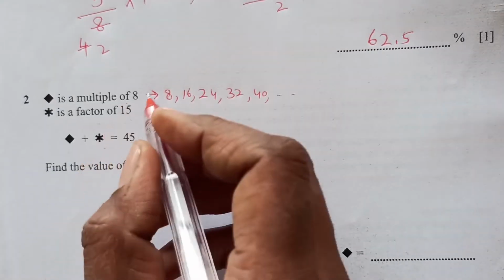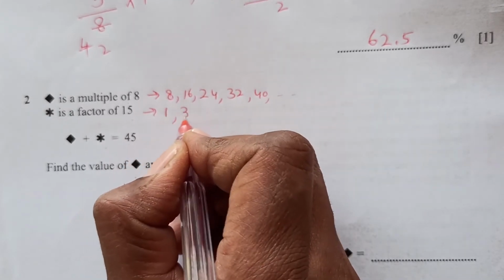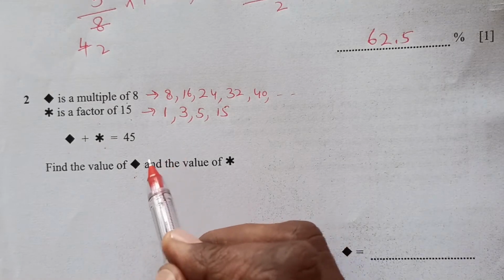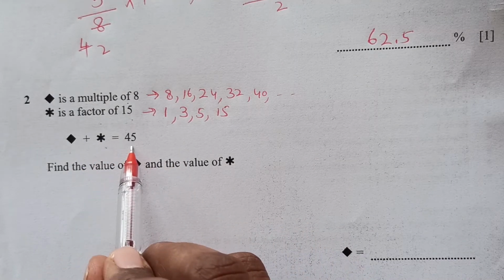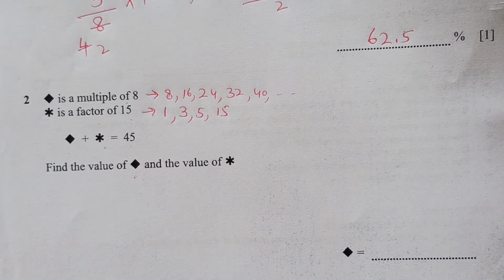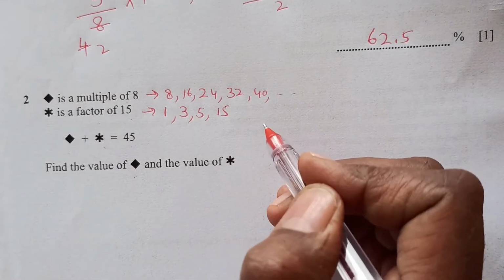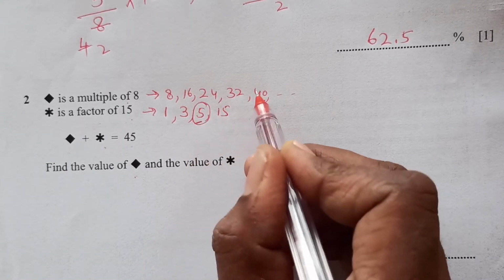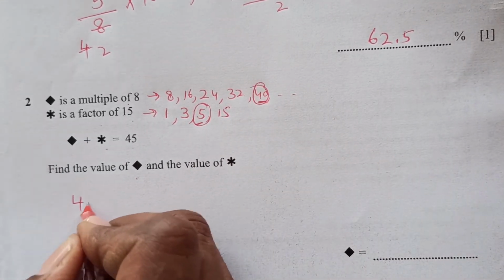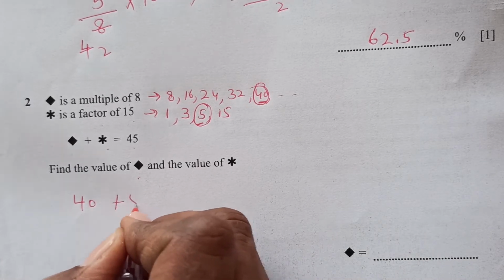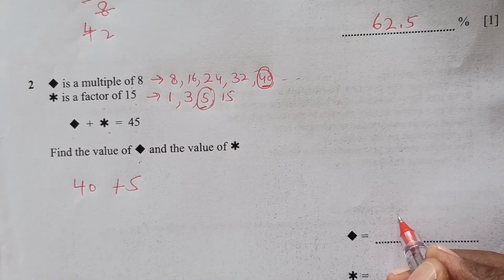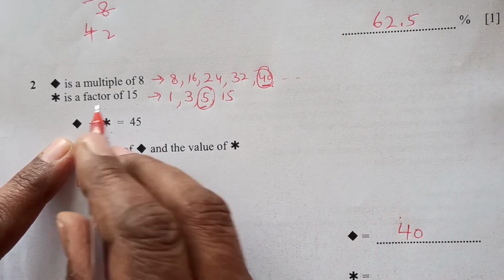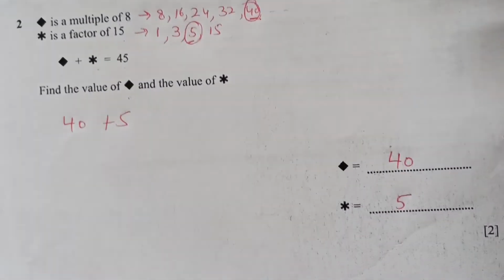like this, right? Factors of 15 are 1, 3, 5 and 15. So which one of these gives you 45 when you add? So we have to look into here at any of them. We have 40 here and we have 5 here. So one of them can be 40, another one can be 5. So 40, these are multiples. So for the multiple we are taking 40 and for the factor we have 5, right?